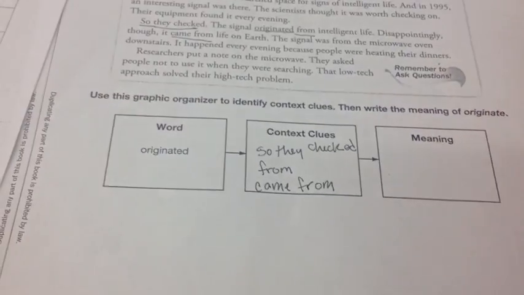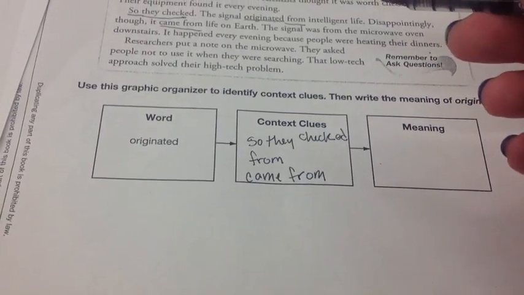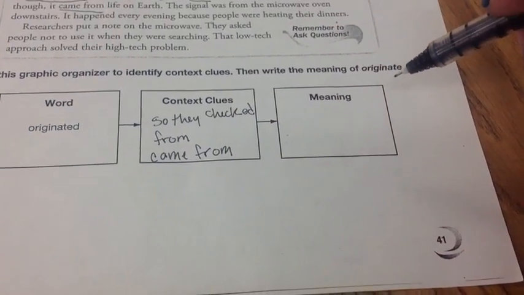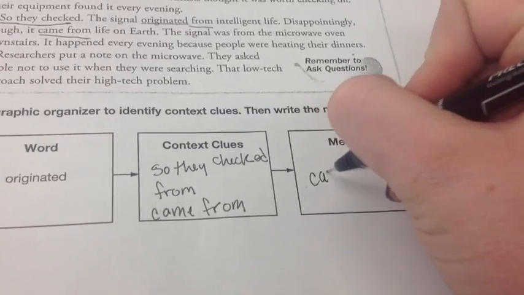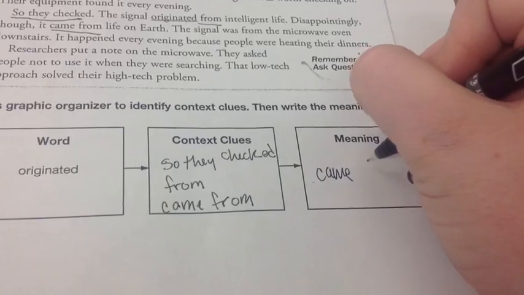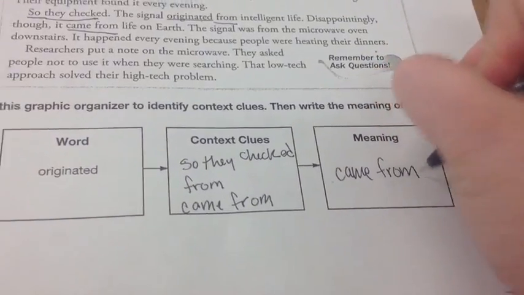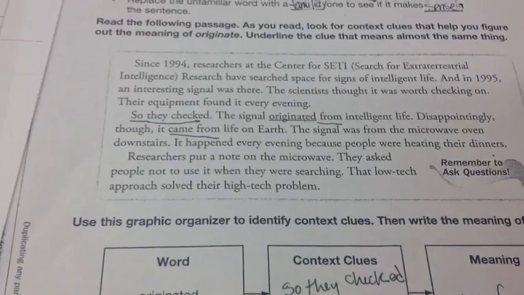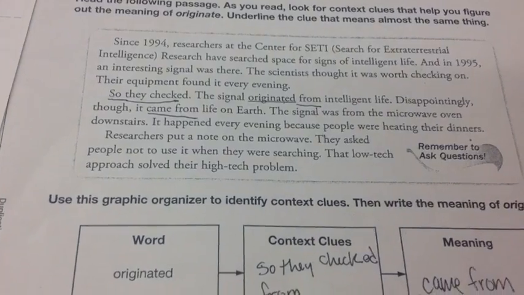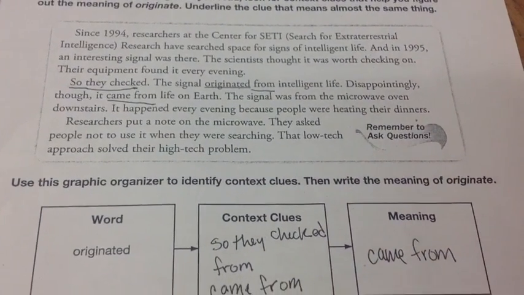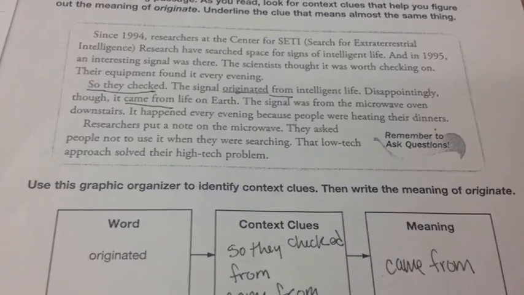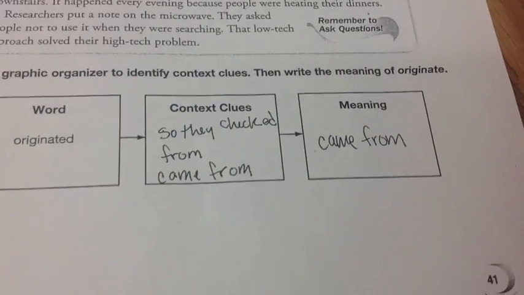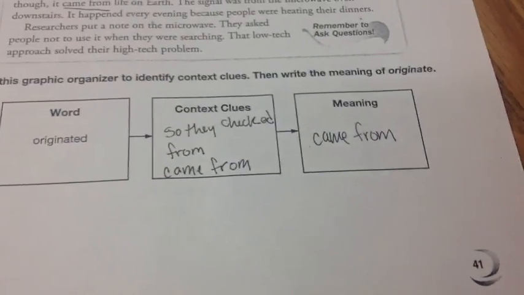Okay, so looking at my context clues, I can figure out that the meaning originated means the same thing. It's a synonym for came from. So I'm going to write in came from. Then I'm going to reread the sentence and make sure that that makes sense in the sentence. So they checked. The signal came from intelligent life. Disappointingly, though, it came from life on Earth. Okay, so that does make sense, and I know that that is the meaning.